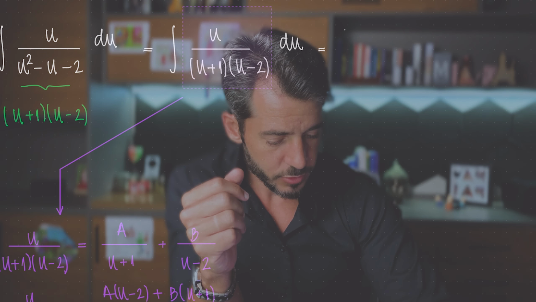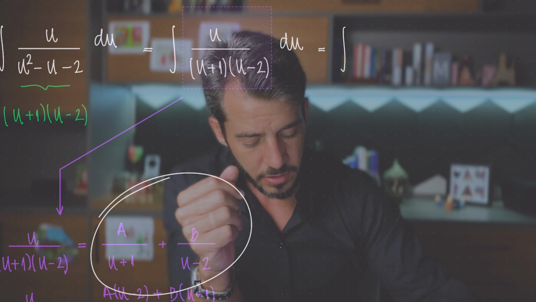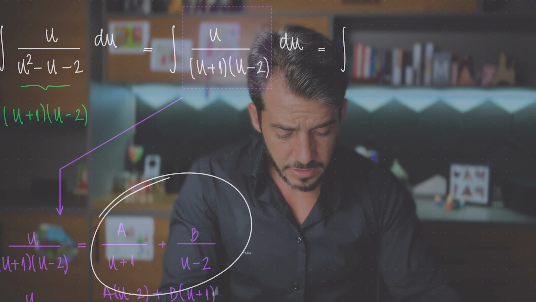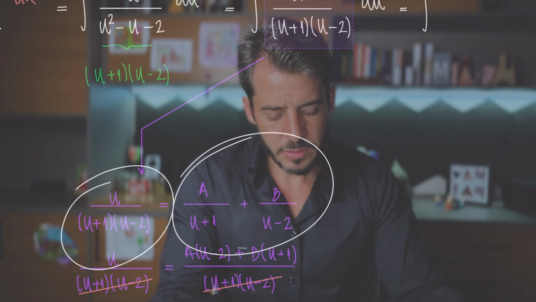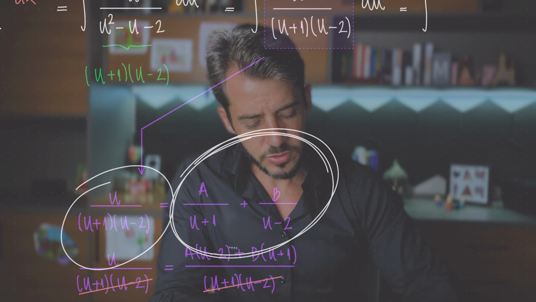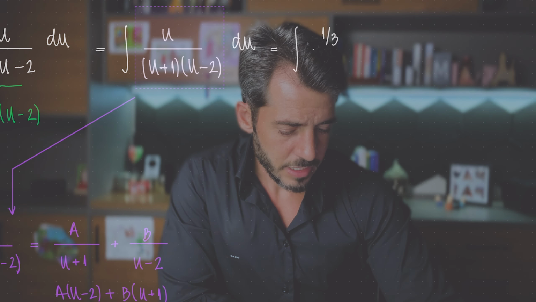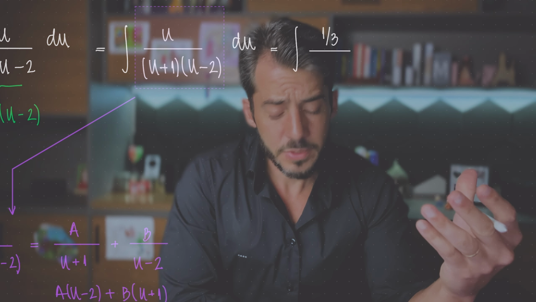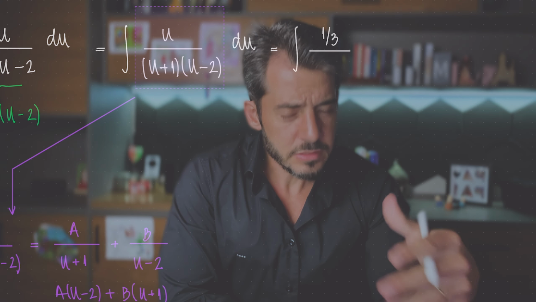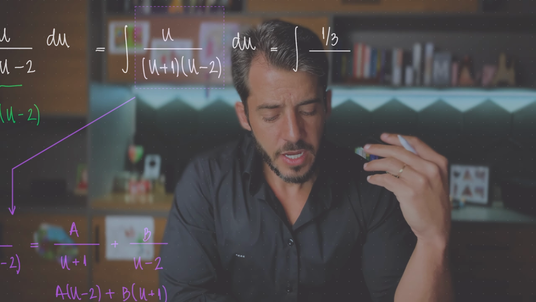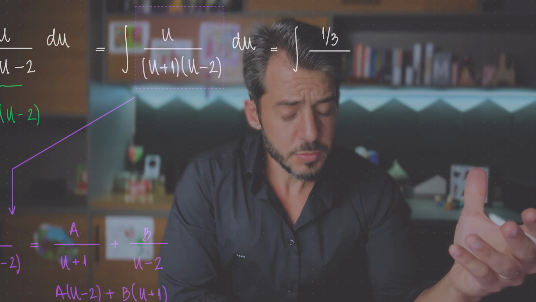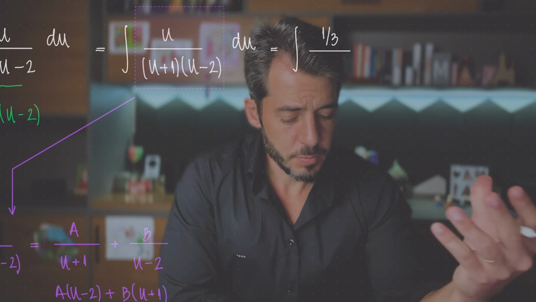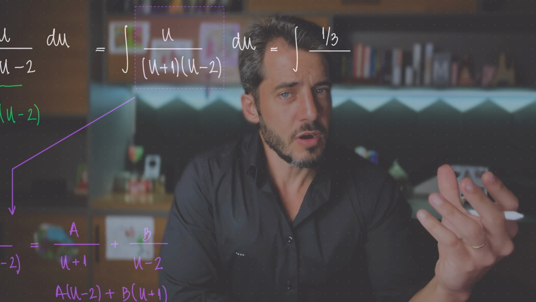Therefore, this integral becomes the integral of a over u plus 1 plus b over u minus 2, given that u over u plus 1 times u minus 2 is equivalent to this. Changing the integral like that will help us integrate. There are going to be lns, natural logs, in the answer. And it will only be possible to find them if we actually break it down using integration by partial fractions. So that's the value of this method.